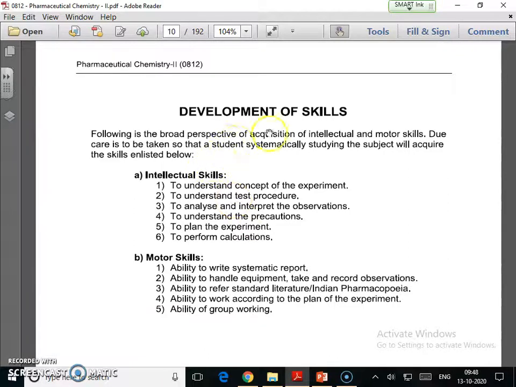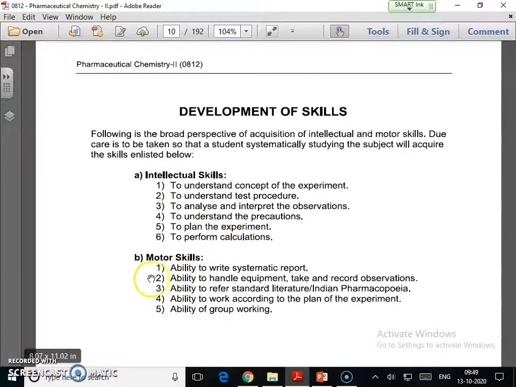Now there are two different types of skill that we have to learn while performing the practicals, which we call practical skills. These are basically of two types, intellectual skill and motor skill. In intellectual skill we have to be intellectually involved, for example understanding the concept of the experiment, understanding the test procedure, analyzing and interpreting the observations, understanding the precautions, planning the experiment and performing the calculations. All these things are where you have to be intellectually involved. This is called an intellectual skill, and we have to develop this skill while performing the practicals.